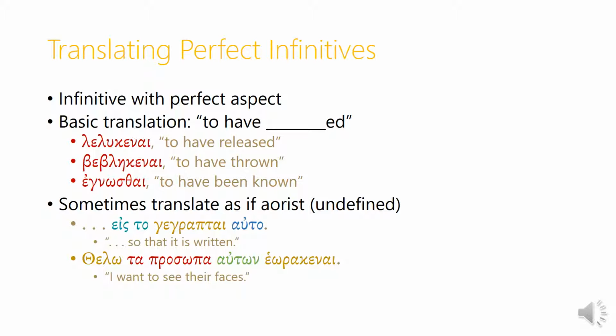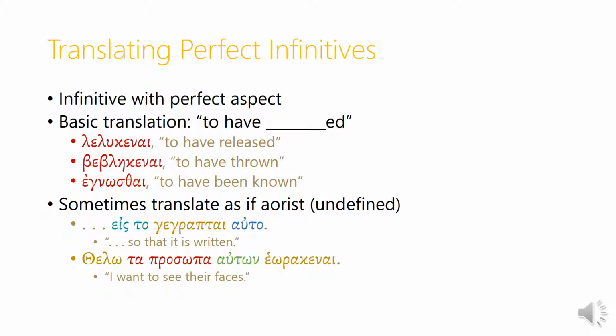In situations like this, what we find is that it's impossible to communicate in good English the nuance that the perfect aspect brings to the infinitive. And so this is a great example of something that you can't really understand or notice unless you're reading the Greek text.